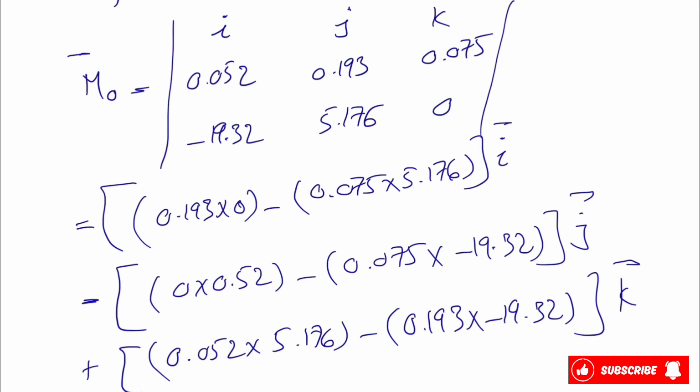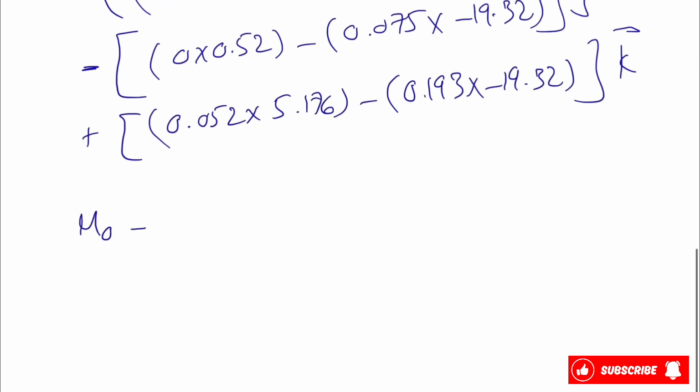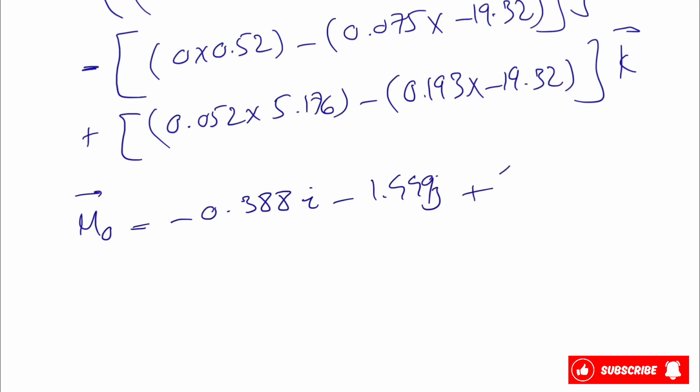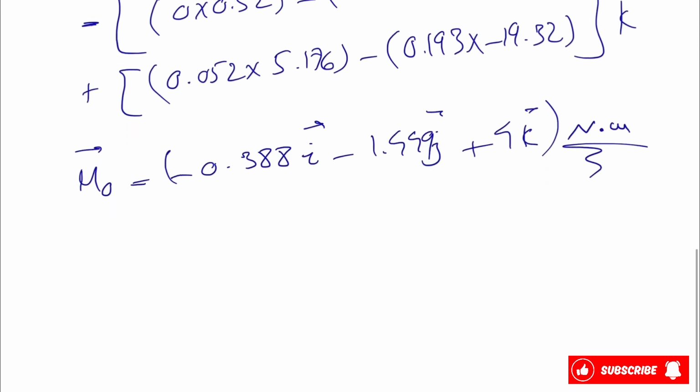And if we calculate this, we'll end up with the moment for each component. We'll get minus 0.388 for i, minus 1.449 for j, and plus 4 for k. The force here is based on Newton, and we already found r based on meter, so the unit will be Newton meter.